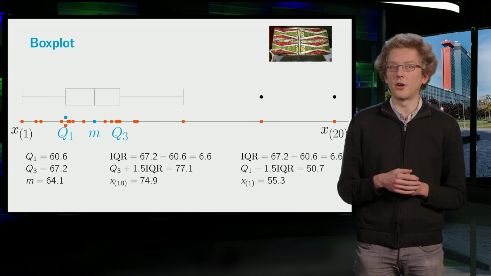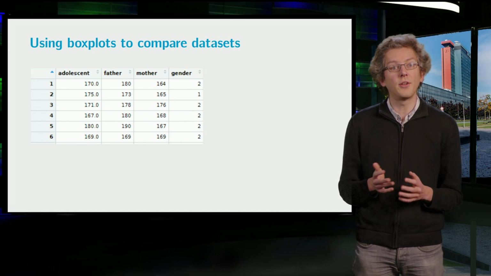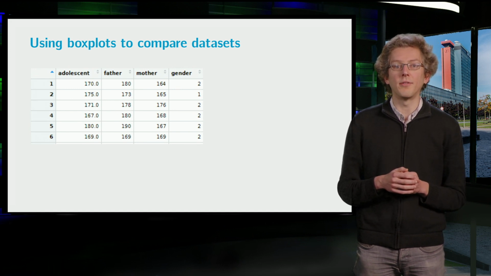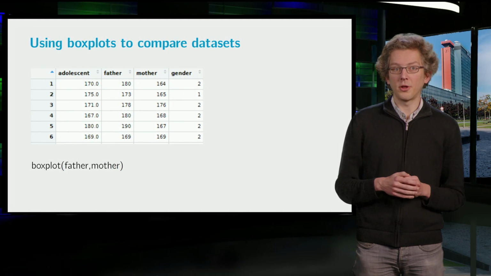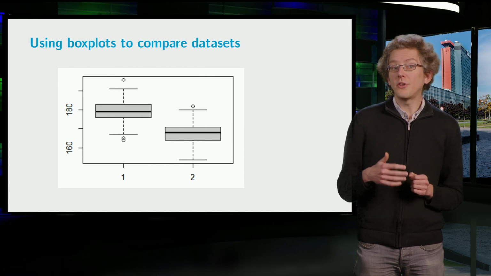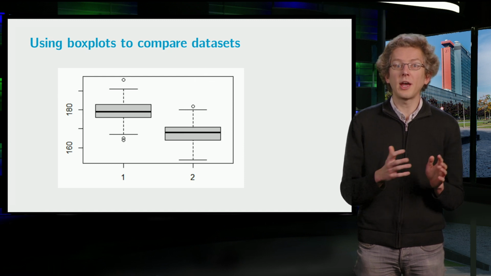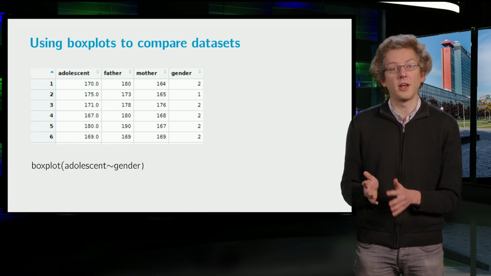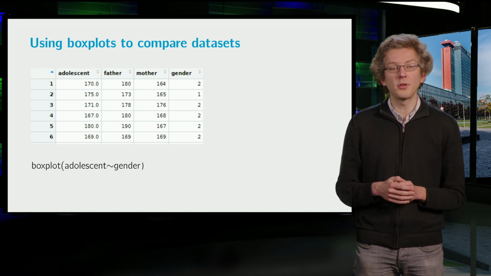Let's see how you can obtain this in R. For instance, here we have a data file containing the body length of 111 adolescents, along with the code for their gender, 1 for male, 2 for female, and the body length of their father and mother. We can use the command boxplot(father, mother) to create boxplots with these two variables. Of course, we are not restricted to 2 groups. And similarly, if we want to compare the body length of the 2 gender groups, we can do so with the command boxplot(adolescent ~ gender). In this case, R will consider the second variable, in our case gender, as a categorical variable. For each value of this variable, a separate boxplot will be constructed.